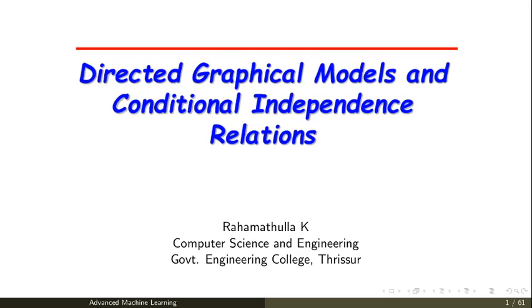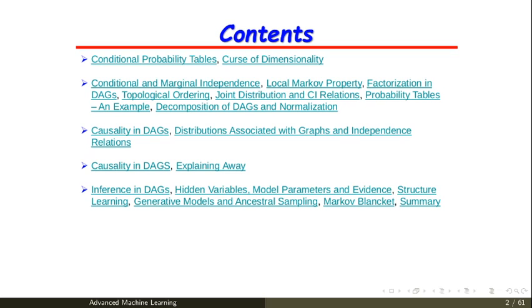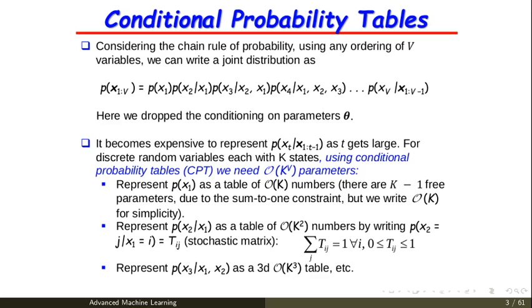Hello everyone. Today's topic is directed graphical models again and conditional independence relations. This is basically the product rule of probability. If we have v variables assuming absolutely zero independence relations, this is a factorization of this generic form.